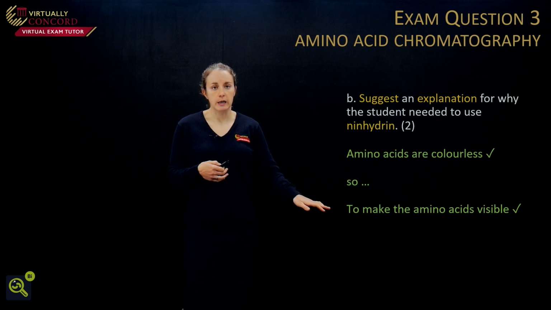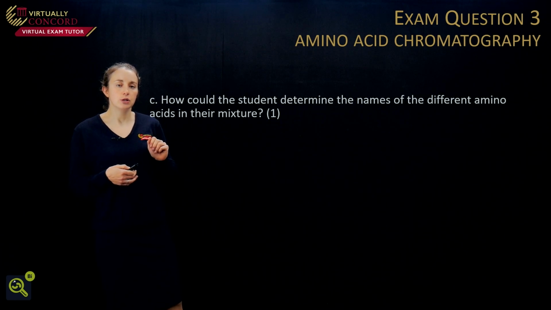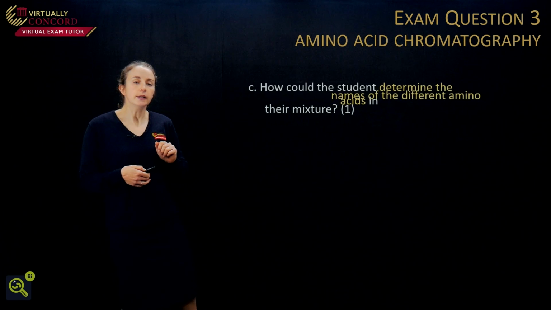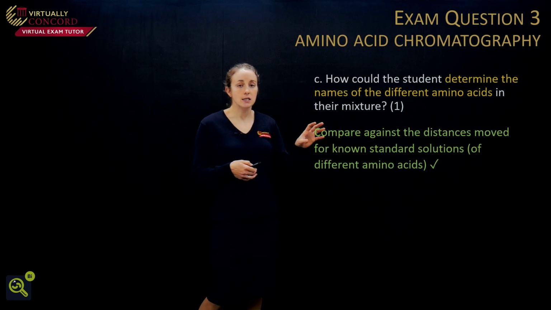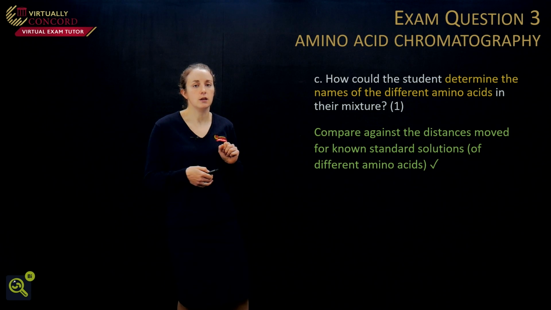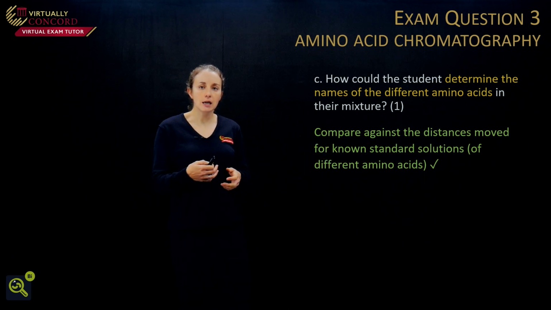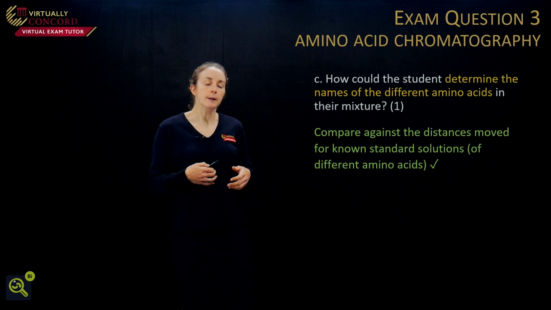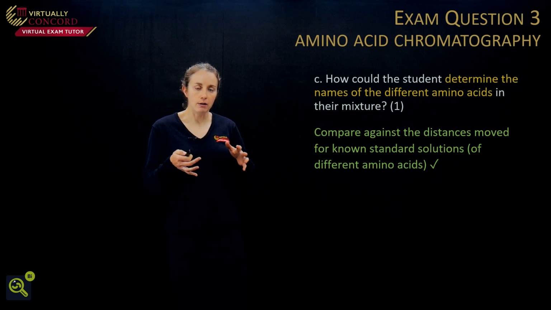but you do need that full explanation. And then for part C, it says how the student could determine the specific names of the amino acids in her mixture. And here you need to compare against the distances moved for known standard solutions. So this is the idea of comparing against something that you know. So taking a range of amino acids, seeing how far they move in a particular time, and then comparing it.